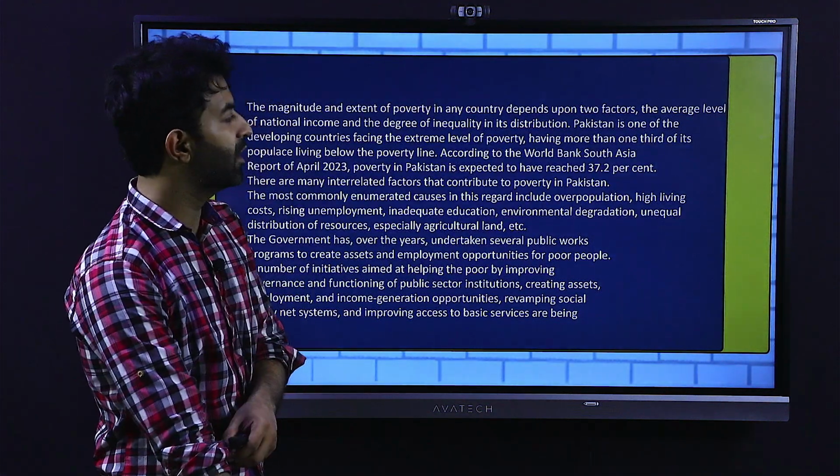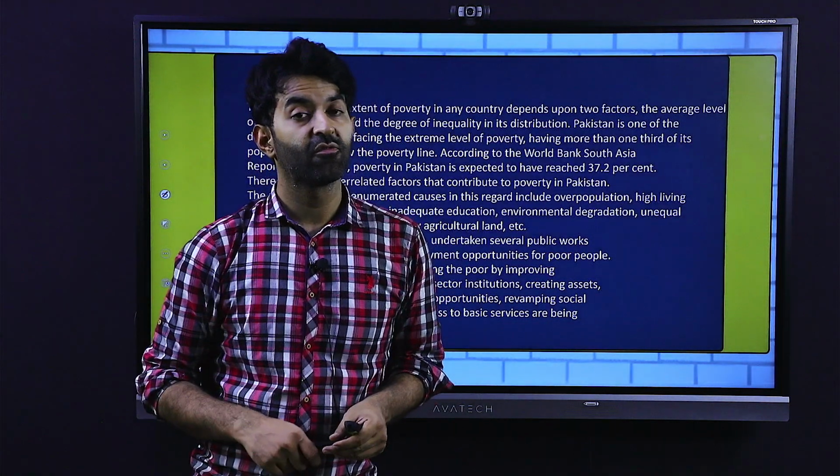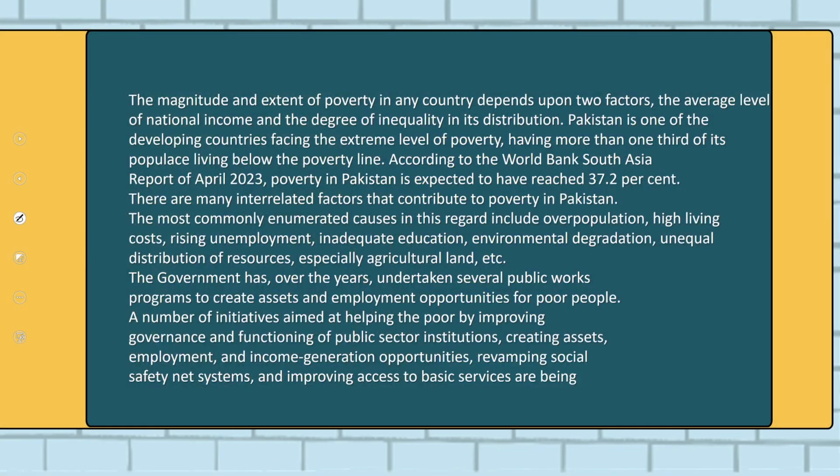Okay, here we have a very good passage. You can read it and find the causes of the problem of the passage. The magnitude and extent of poverty in any country depends upon 2 factors: the average level of national income and the degree of inequality in its distribution. Pakistan is one of the developing countries facing the extreme level of poverty, having more than 1/3 of its populace living below the poverty line. According to the World Bank South Asia report of April 2023, poverty in Pakistan is expected to have reached 37.2%. There are many interrelated factors that contribute to poverty in Pakistan.